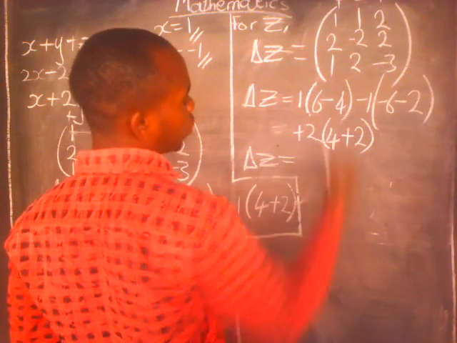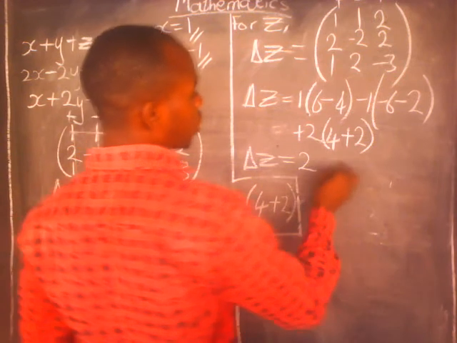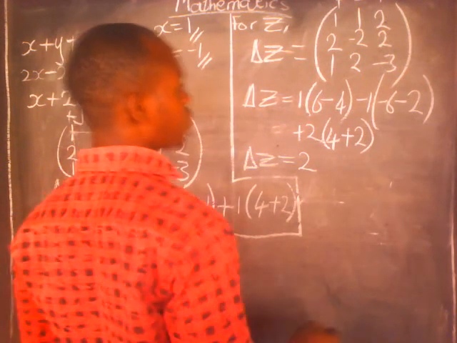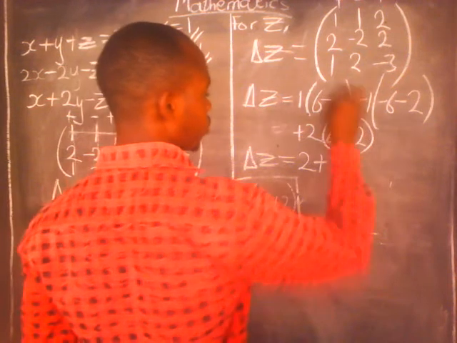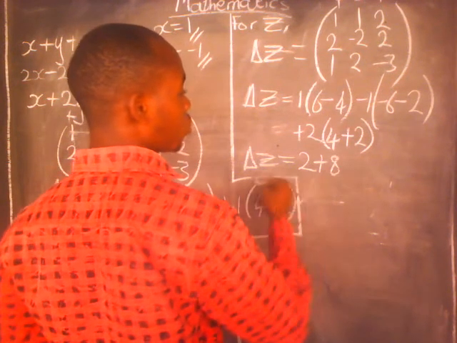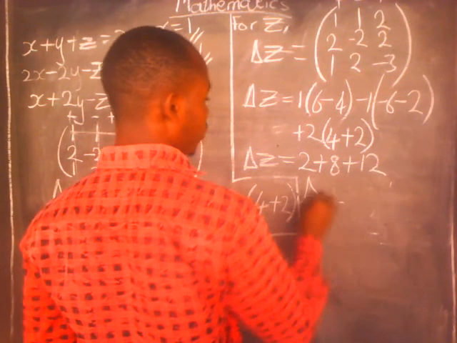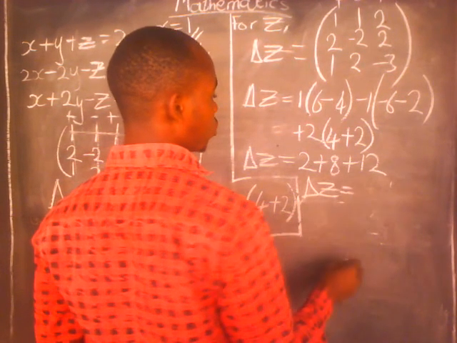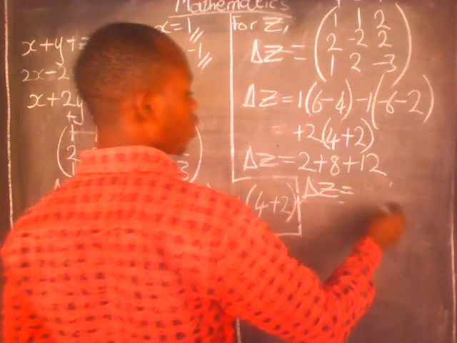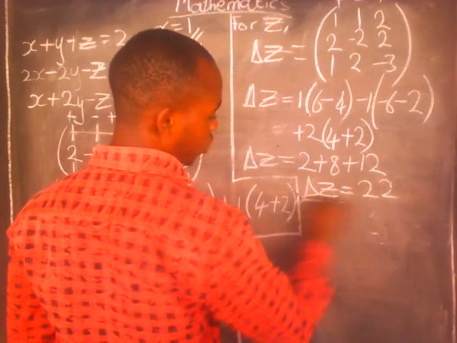6 minus 4 gives us 2. 2 times 1 is 2. Minus 6 minus 2 is minus 8. Minus 8 times minus 1 gives us plus 8. 4 plus 2 is 6. 6 times 2 is 12. So the determinant for z is equal to 8 plus 2 is 10. 10 plus 12 gives us 22.